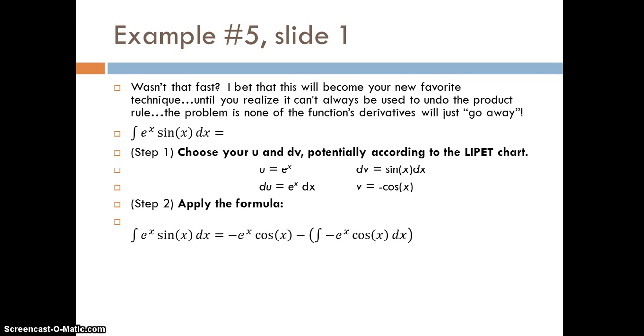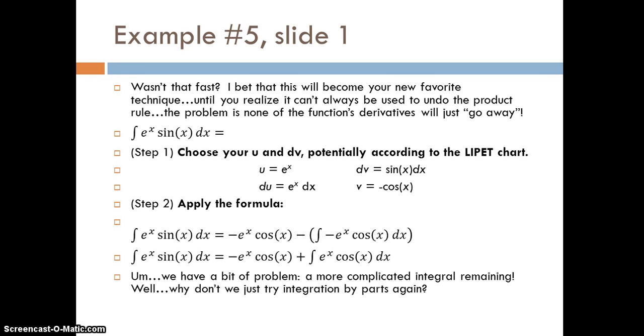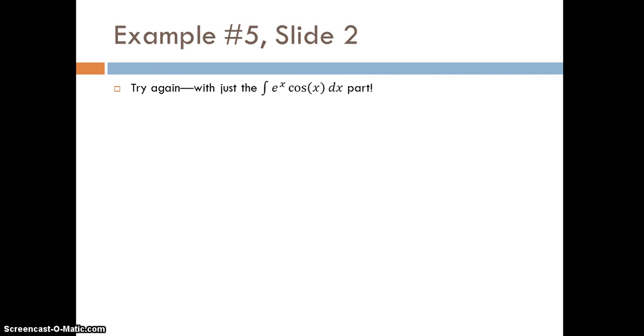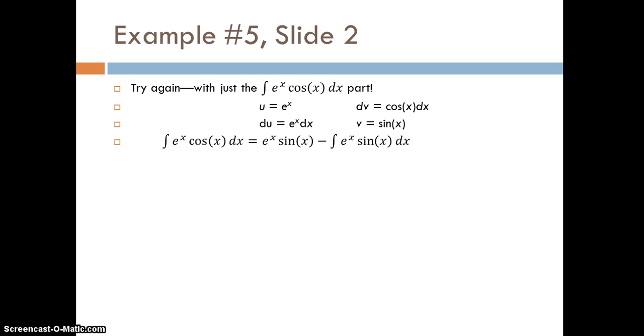When we apply our formula, we get negative e to the x cosine of x minus the integral of negative e to the x cosine of x. This doesn't appear like it's helped very much, even when we simplify it a little bit. So we seem to have a more complicated integral. But what happens if we just try integration by parts again, with just the e to the x cosine of x dx part? When we do that, we get u is equal to e to the x, dv is equal to cosine of x dx, and then v becomes sine of x, which is pretty neat, actually.